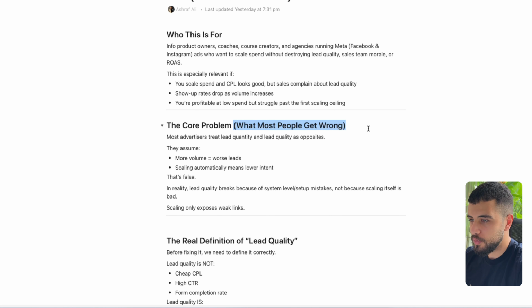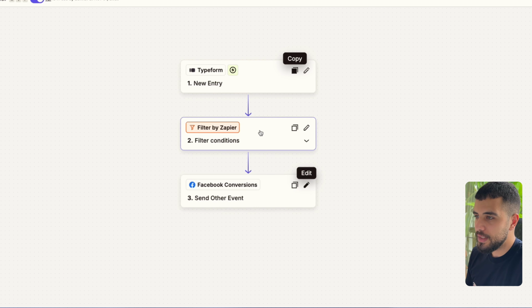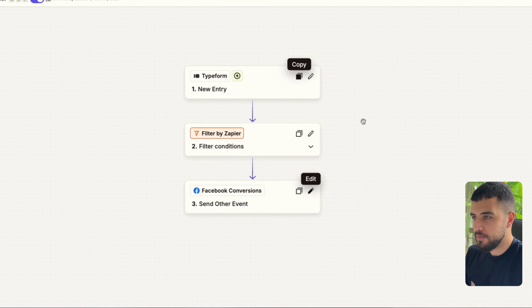The core problem, which most people get wrong, is they think more volume means worse leads, and that scaling automatically means lower intent. This is false if you do it the same way we're doing it. There are different ways to do it. It depends on your tech stack and how it's set up overall, but here I'm doing it on Zapier.